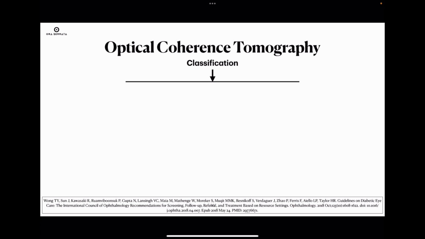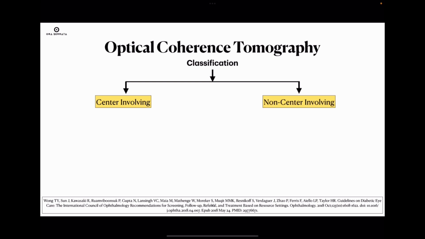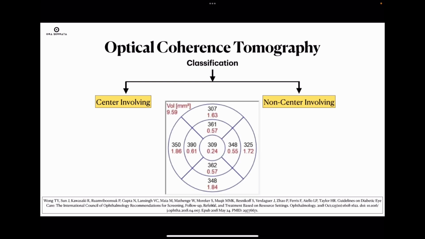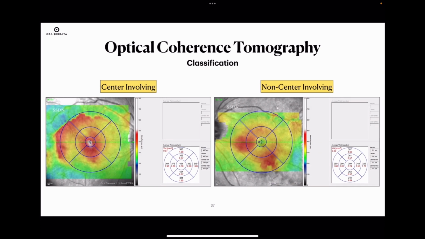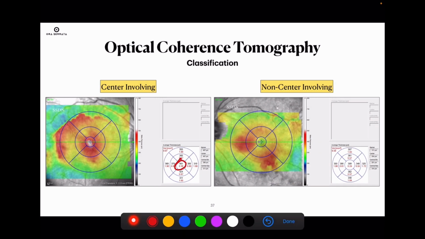Another classification that can be applied is the center involving and the non-center involving, and this mainly involves the 1 mm circle of the ETDRS circle. If there is any thickening within this 1 mm circle, then it is center involving diabetic macular edema, and if it is present elsewhere, then it is non-center involving diabetic macular edema.